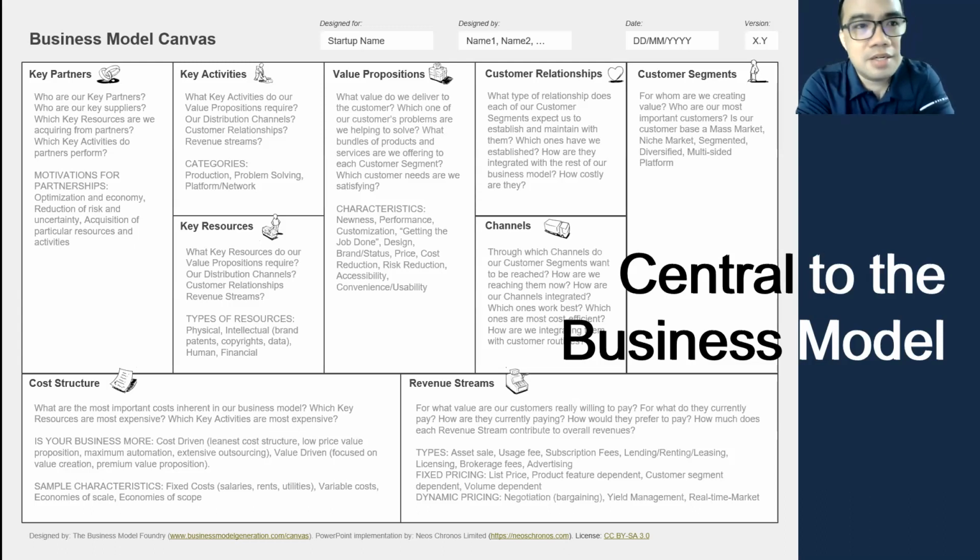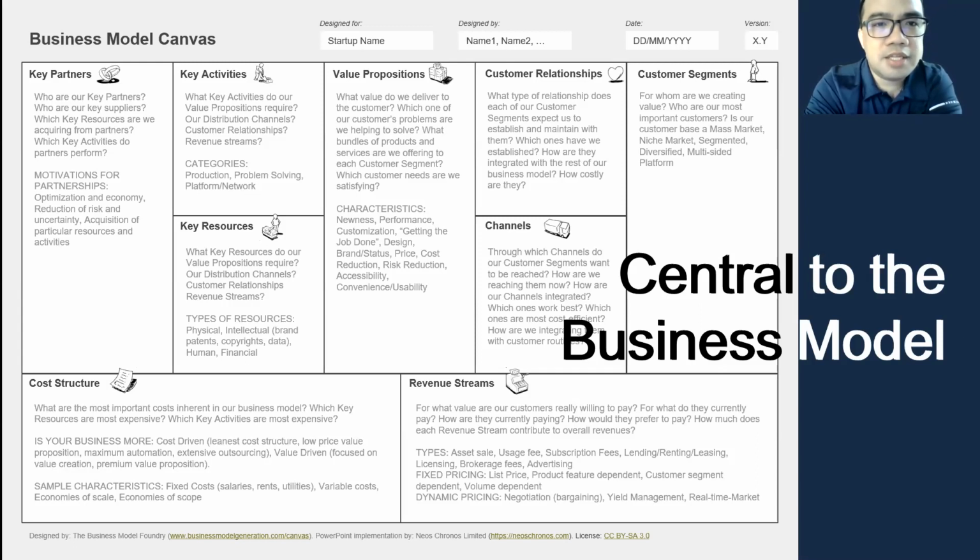And so these are relationships that we need to build if we are running a business. So partners and suppliers are very, very important to run a business. Okay, so motivations for partnerships: optimization and economy, reduction of risk and uncertainty, acquisition of particular resources and activities. We want to make sure that our business is running smoothly with the supplies that we get from our suppliers and our partners, so there will be no constraints, to maximize the activities of the company. So we need to build on that.